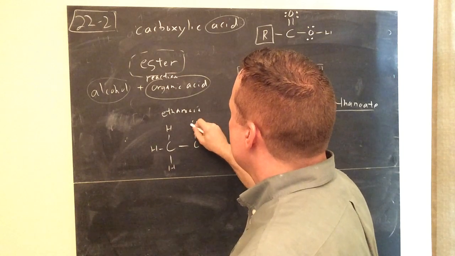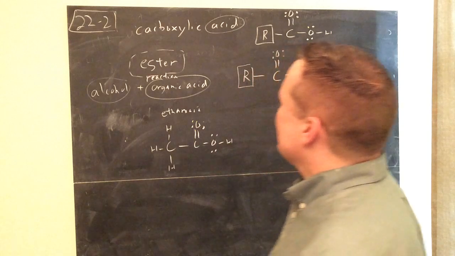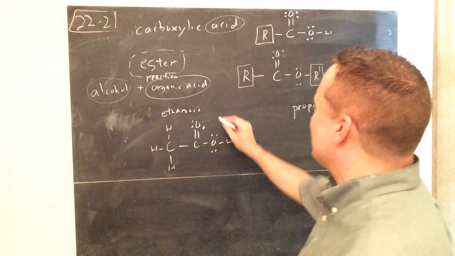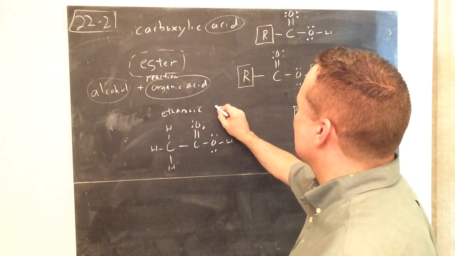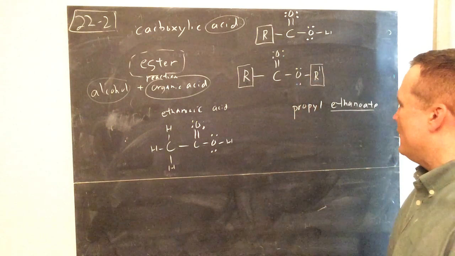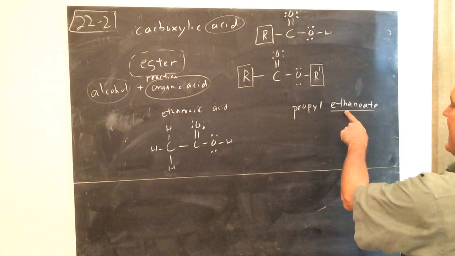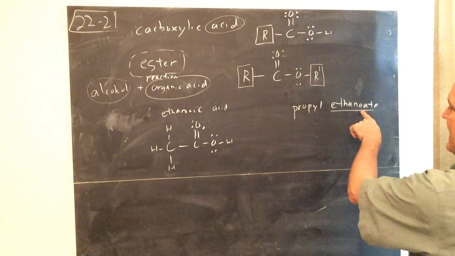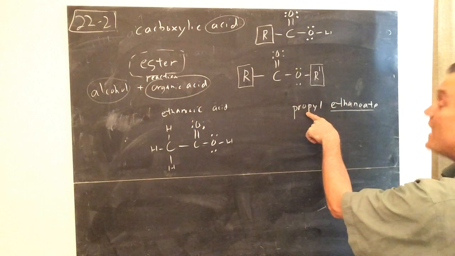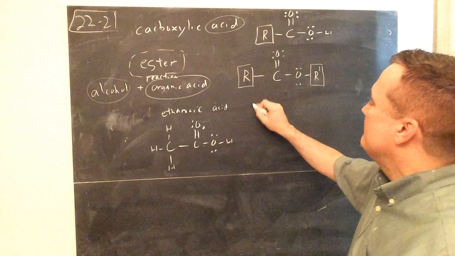CH3COOH. I like to draw the acid first. I just realized that I should have moved it over. Okay, we'll figure this out. Ethanoic acid plus an alcohol. Well, if that's the acid, ethanoic acid formed this compound. Ethanoic acid was combined with propanol. Propane, propanol.